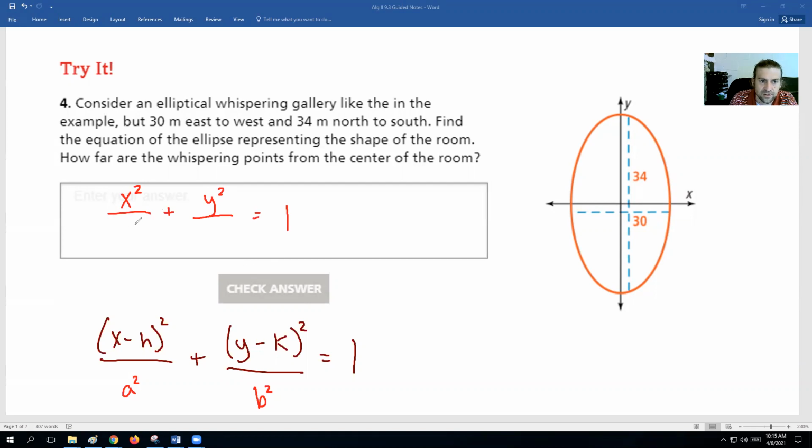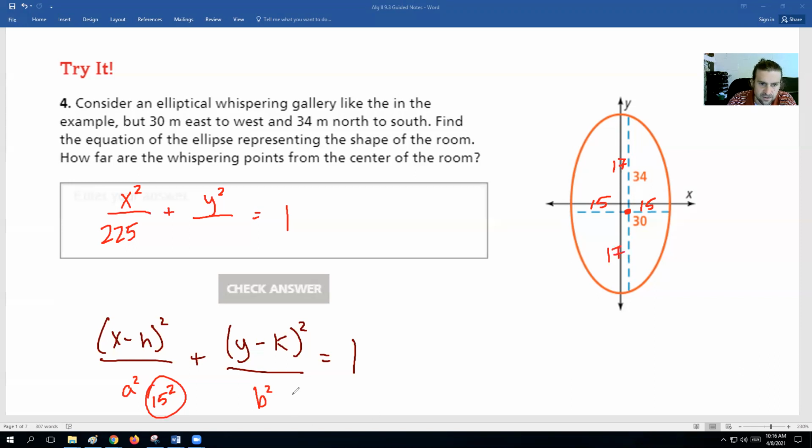Now what we need to do is figure out the numbers. For our x number, even though it is a minor axis, we're just going to take that middle number and cut it in half. If it's 30 across, that's 15 and 15 on each side. So we're going to do 15 squared. 15 squared is 225. And then going up and down is 34, so that'd be 17 and 17.